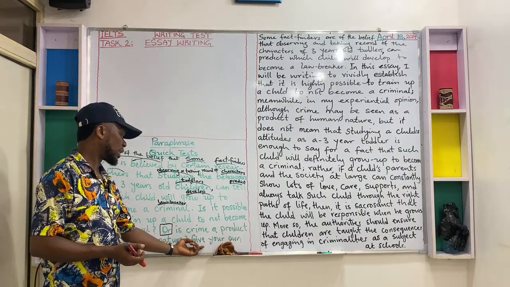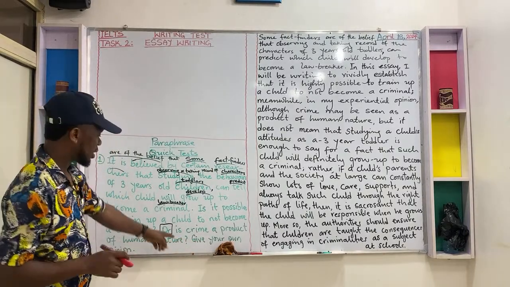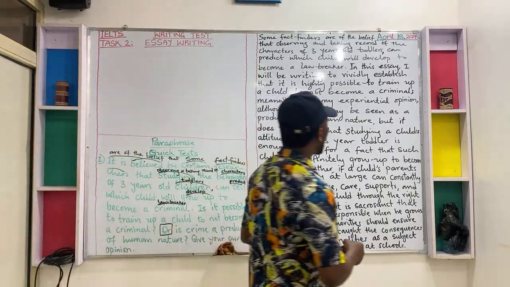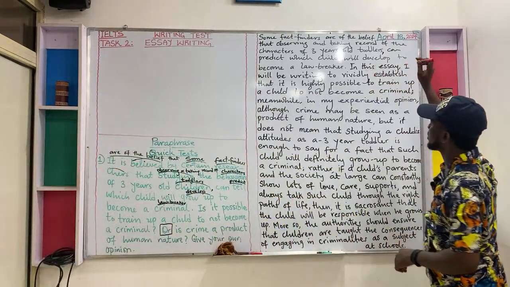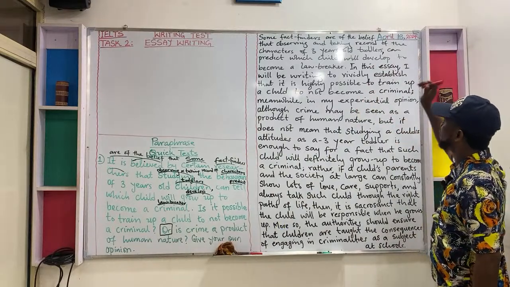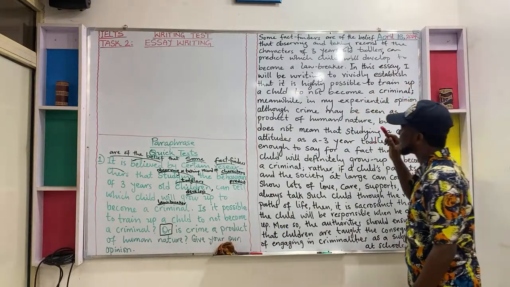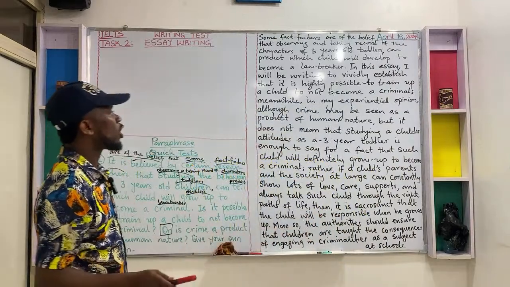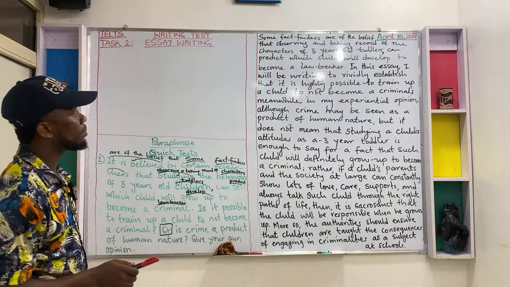But it is also important that you give your opinion. It's emphatically written in the question. So this is what we came up with. In this essay, I will be writing to vividly establish that it is highly possible to train up a child to not become a criminal.